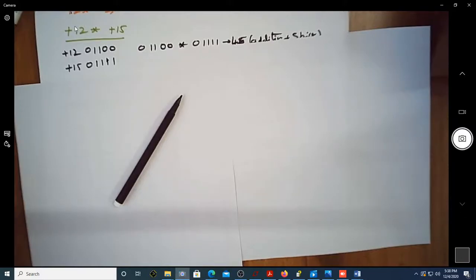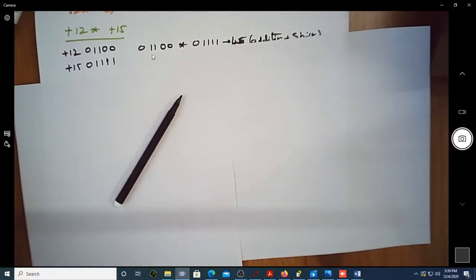So let us again have a recap of that analysis. Assume that I want to multiply plus 12 with plus 15, where plus 15 happens to be the multiplier, and of course 12 is the multiplicand. If I write the signed number of plus 12, this is the sign bit, 0, indicating a positive number. Again this is plus 15, the sign bit is 0 indicating it is positive, and the magnitude is 1111, four ones.